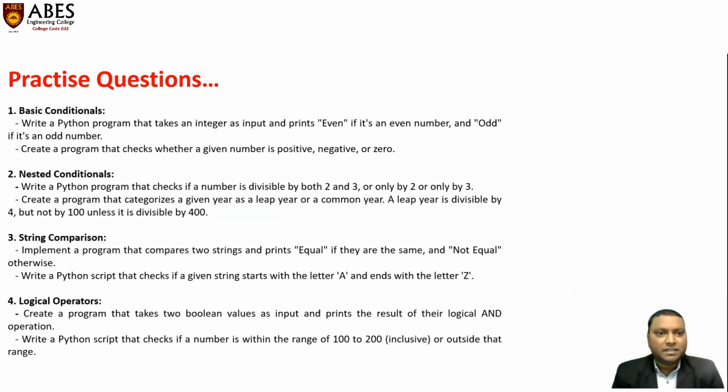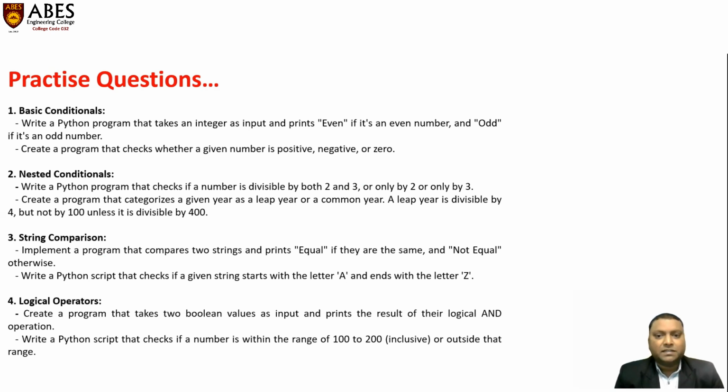Number one, basic conditionals, like you have to check whether the number is even or odd, whether the number is positive, negative, or 0. And in nested conditionals, that is part 2, write a program to check whether a number is divisible by 2 and 3, or only by 2 or only by 3. Leap year program. And in string comparison, we can check whether the two strings are equal or not. Python script to check whether a given string starts with letter A or ends with letter Z.